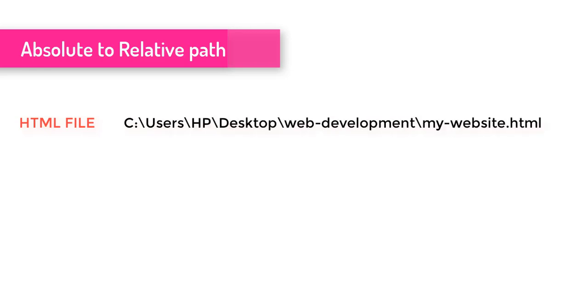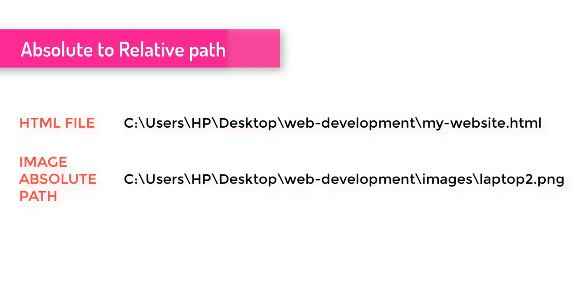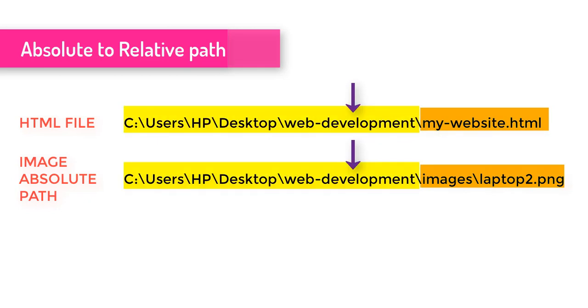Let's see how we can convert an absolute path into a relative path for an image. Let's suppose this is the path for the HTML file. This is where the HTML file is stored. And this is the absolute path for the image. Now suppose our HTML file is my-website.html. So the browser will currently be in the web development folder where the my-website.html file is saved. So this is the common path between the two. And now after the web development folder, there is another folder, images, and inside the images folder, there is this image.